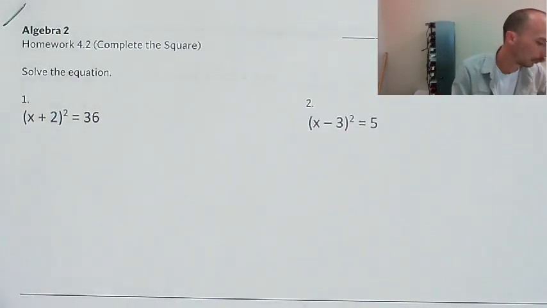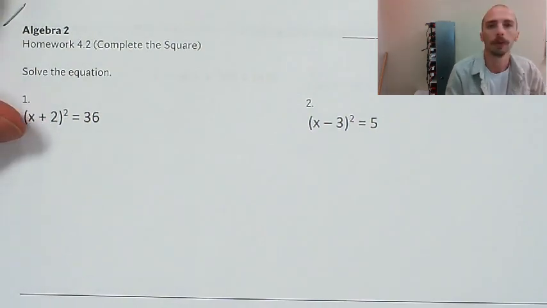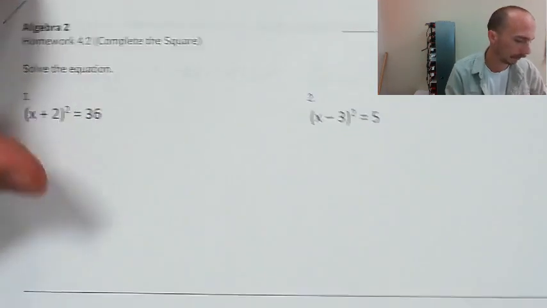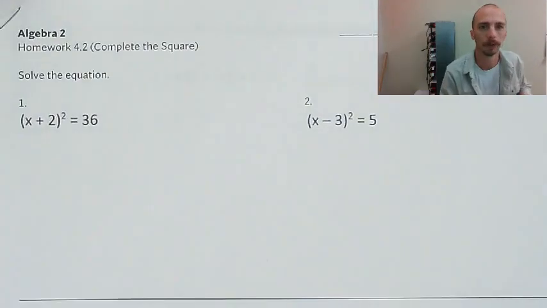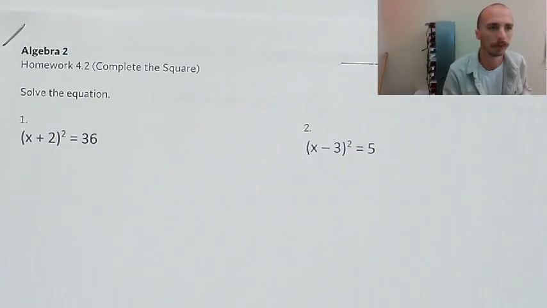We're going to work on Algebra 2 Homework 4.2. It starts off with a couple of solve the equation problems. That's something I probably should show you how to do in a quadratic unit, but it doesn't really have much to do with completing the square. So we'll just start off with those, then we'll do some complete the square examples.